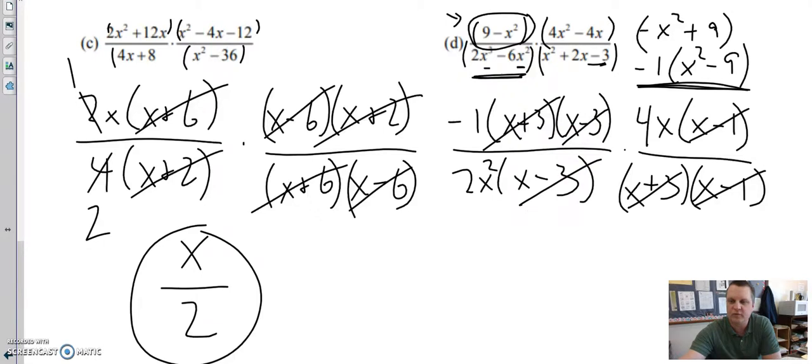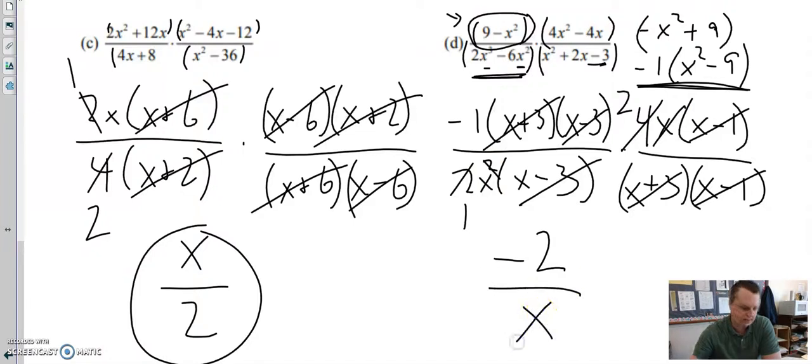Don't forget these over here. Be very careful. 2 goes into itself once and into 4 twice. X goes into itself once and 1 down there. So we're left with a negative 2 over x. That is simplified.